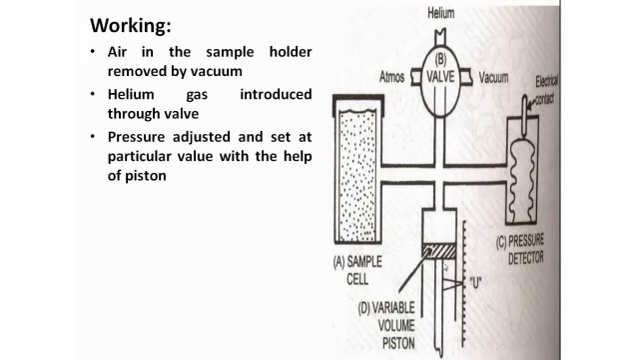Suppose we want 30 psi, so you just press the piston. As you are pressing the piston, the pressure will increase and it will give you a corresponding value. That is, suppose we want 30 psi, it will show you 30 psi, correct?